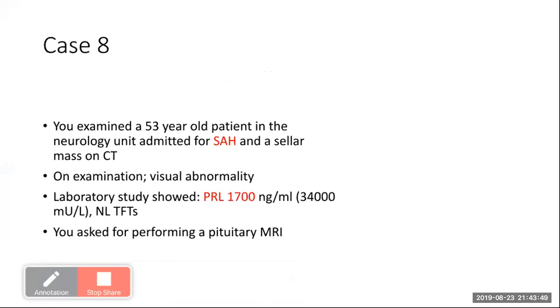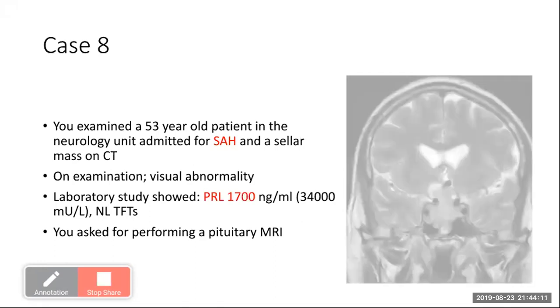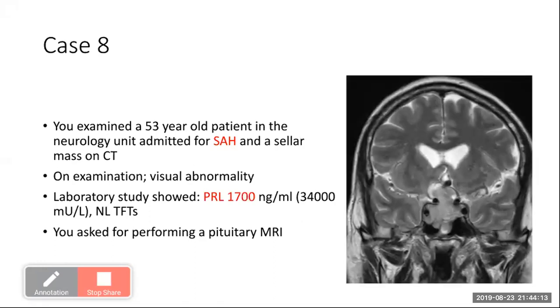In the 8th case, you examined a 53-year-old patient in the neurology unit admitted for subarachnoid hemorrhage and a sellar mass on CT. On examination, visual abnormality; laboratory study showed that prolactin is 1,700 nanogram per milliliter. You asked for a pituitary MRI. You see this lesion. What do you think?